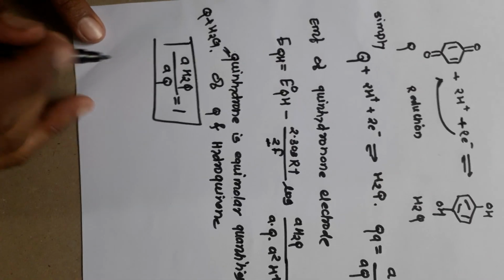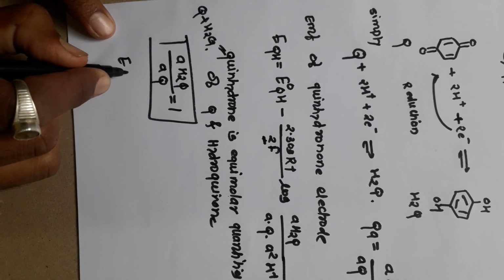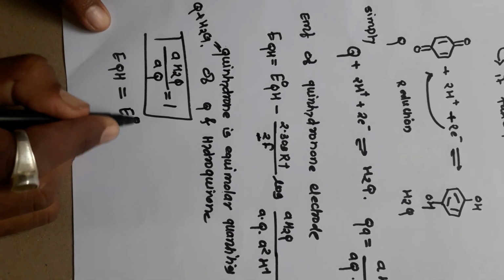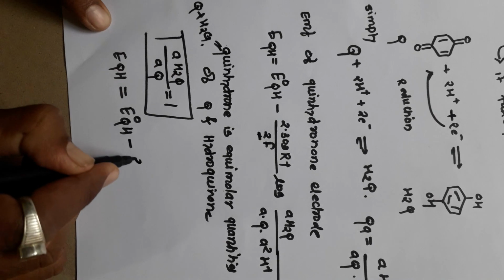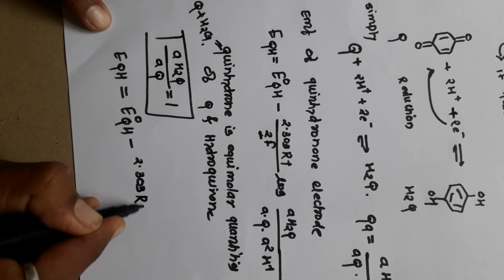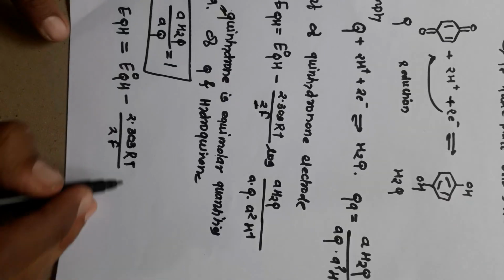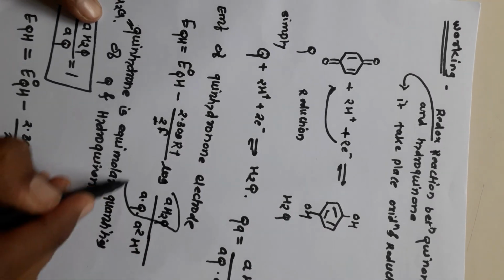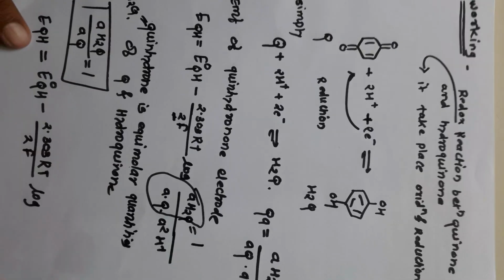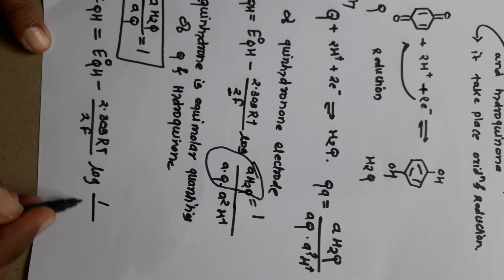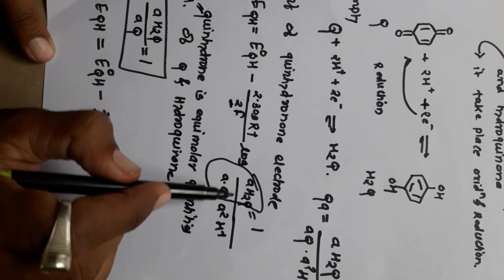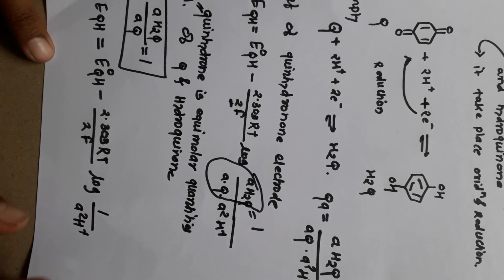So what is the equation? E quinhydrone is equal to E0 quinhydrone minus 2.303RT upon 2F log of, this whole value, 1 upon a square of H+ ions, since the quinhydrone is equimolar and that ratio is equal to 1.